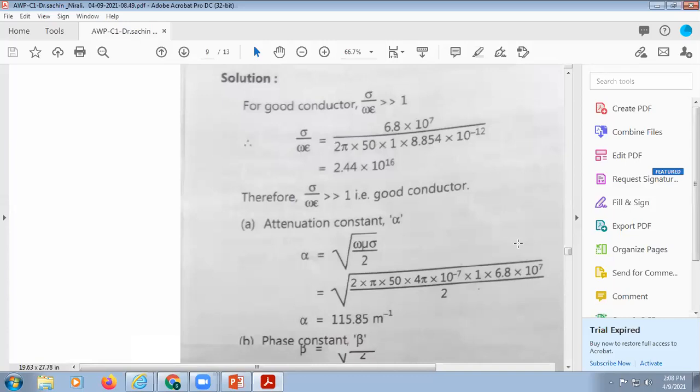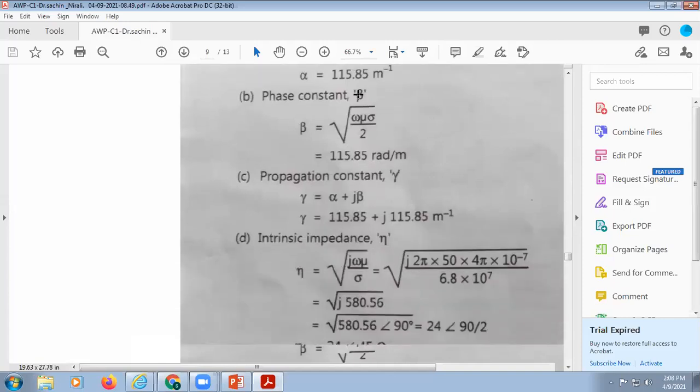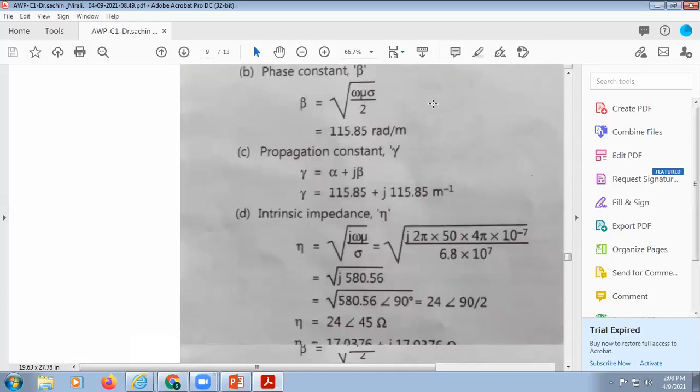So in this way, the phase constant is nothing but the beta, and the formula is here. Both are similar. That is root of omega mu conductivity divided by 2. So that is nothing but again 115.85 radians per meter. So propagation constant gamma is equal to alpha plus or minus j beta. Here we are considering plus. So 115.85 plus j 115.85 per meter.